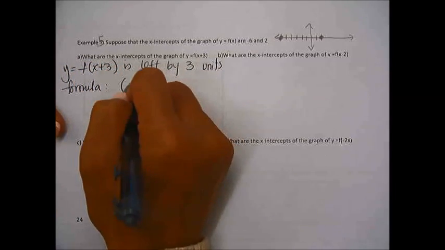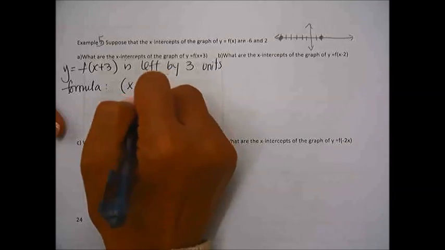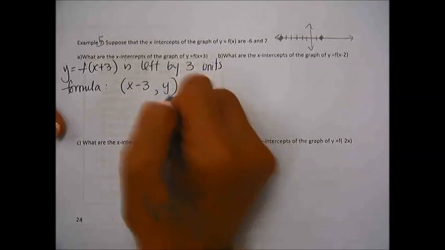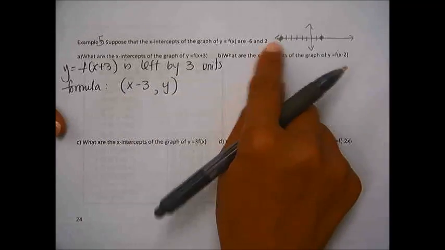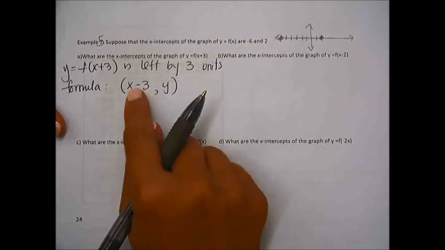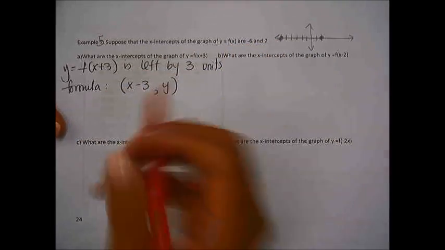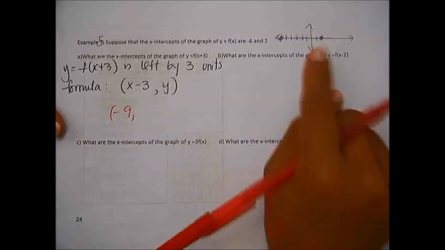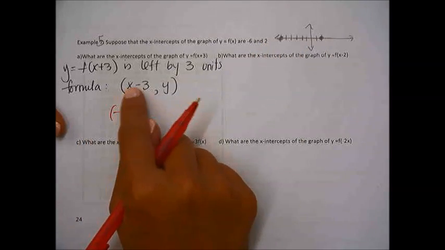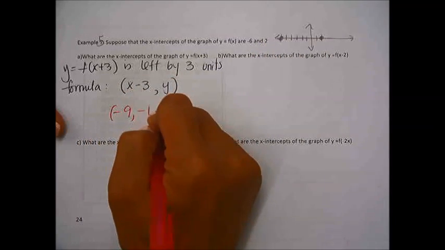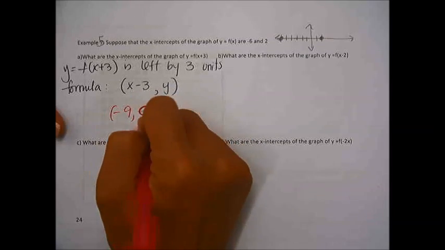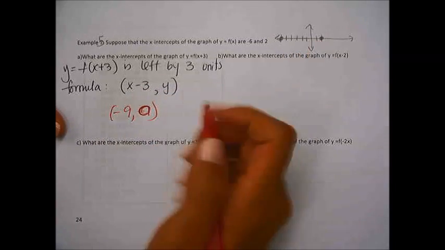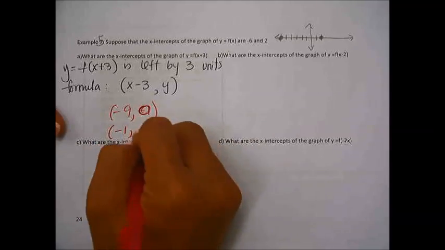All you do is take your x and subtract 3. The y value will stay as y value. So x used to be at -6. -6 minus 3 is now, I'm going to write it in red, -9. X used to be at 2. 2 minus 3 is -1. And I meant y was 0. Sorry. The x-intercept y is 0, so that's my first point. Another one is -1, comma 0.